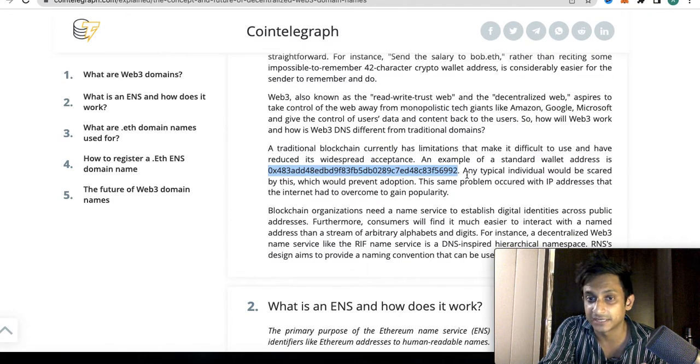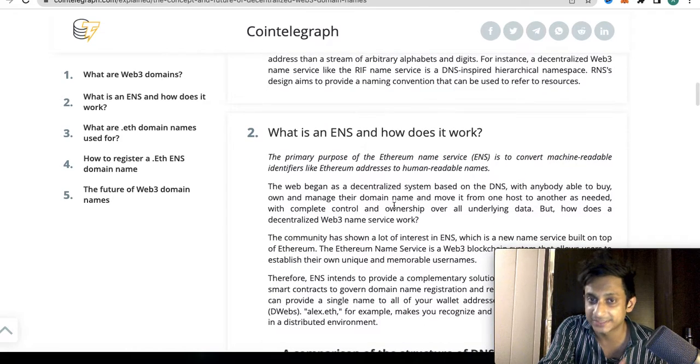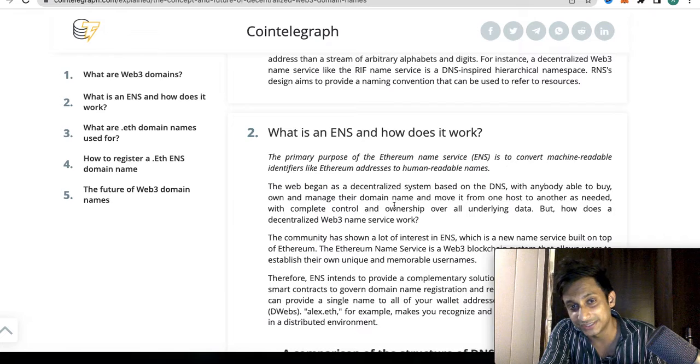But instead of a typical address, using the name, let's say bob.eth, xyz.eth, will be much more useful and help in the future for mass adoption. Now, having said that, what is the ENS and how does it work? Basically, we just talked about the general thing, the Web3 domain.